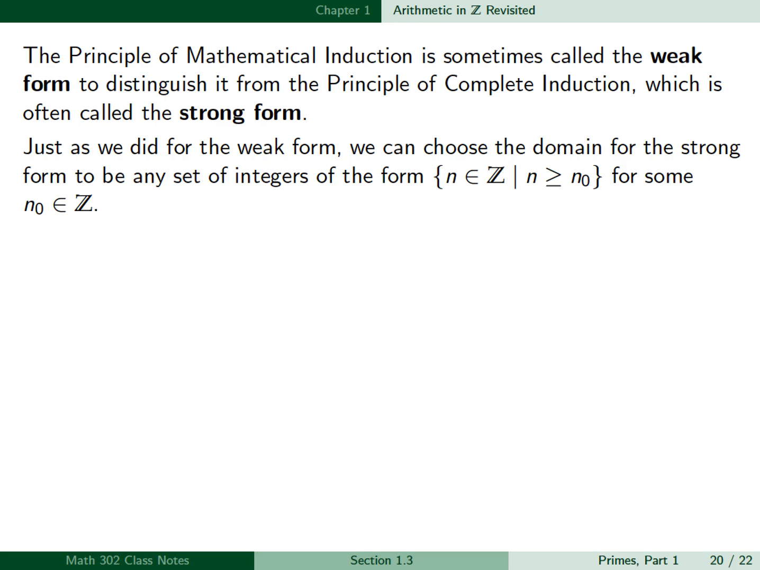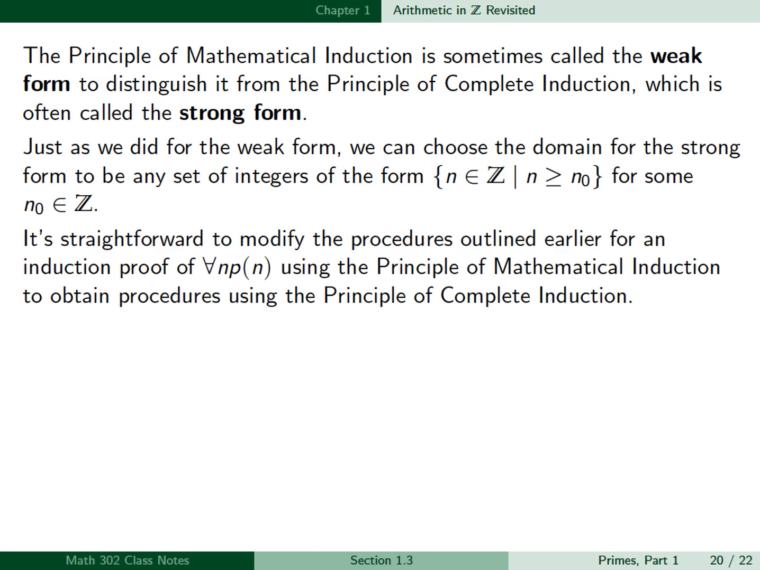Just as we did for the weak form, we can choose the domain for the strong form to be any set of integers of the form the set of n in Z such that n is greater than or equal to n0 for some n0 in Z. Now it's straightforward to modify the procedures outlined earlier for an induction proof of for all n, P(n) using the principle of mathematical induction to obtain procedures using the principle of complete induction.